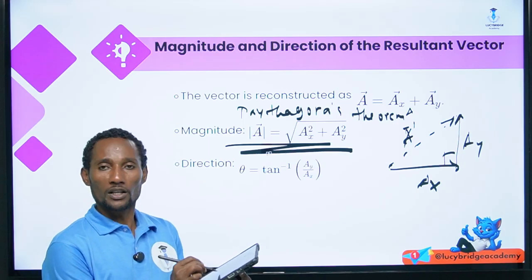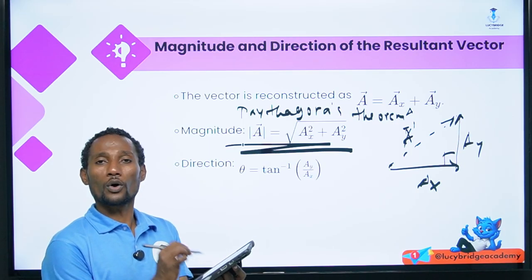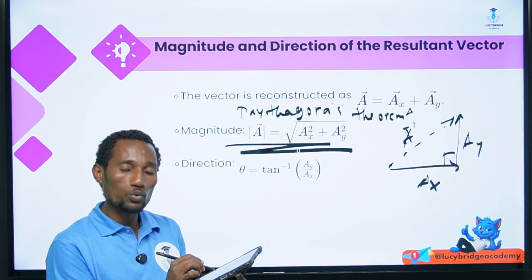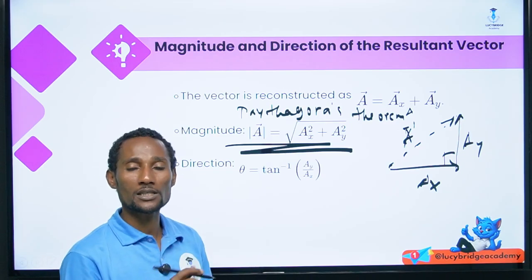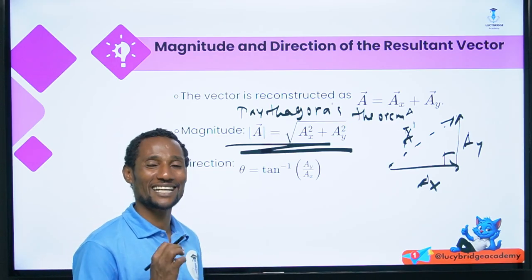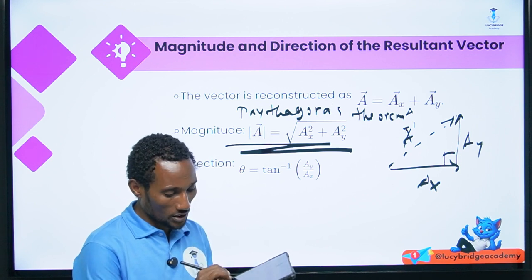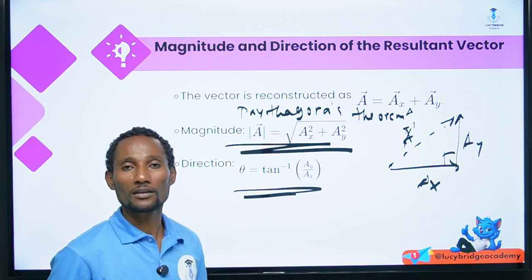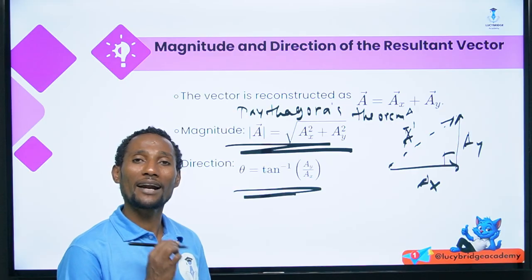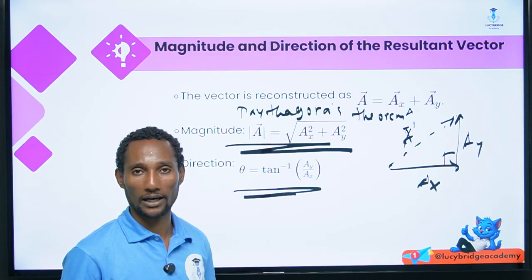By the Pythagoras theorem, the magnitude of the original or resultant vector is the square root of Ax squared plus Ay squared, which is the right angle triangle theorem. And the direction is determined by the tan angle formula.